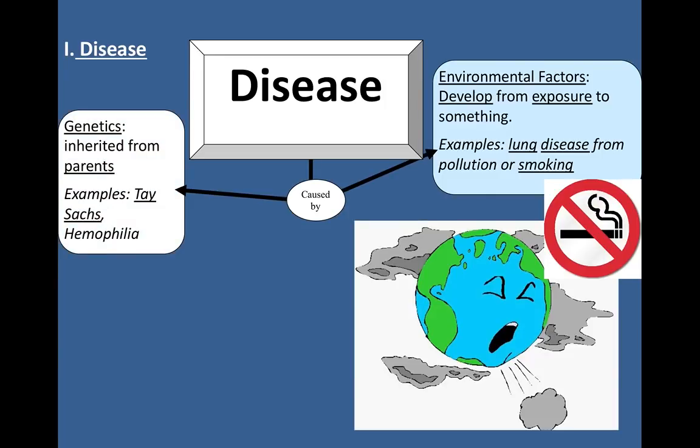We have diseases that are caused by environmental factors. Now, when we say that, we don't mean you caught them from nature. We mean that you've developed a disease because you've been exposed to something in your environment, like the air quality or the water or maybe chemicals in your food. So examples would be like lung disease from pollution or smoking. That would be an example of an environmental factor.